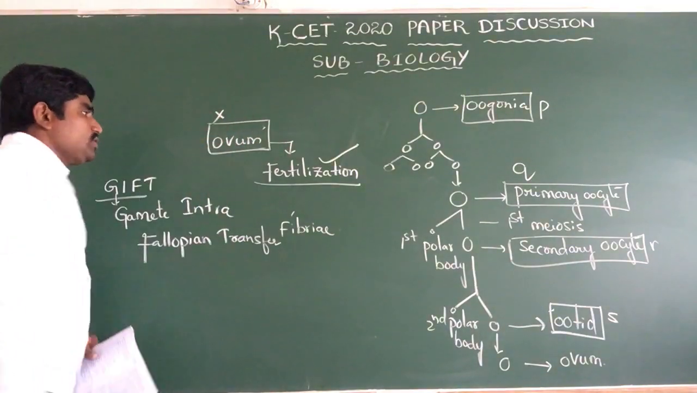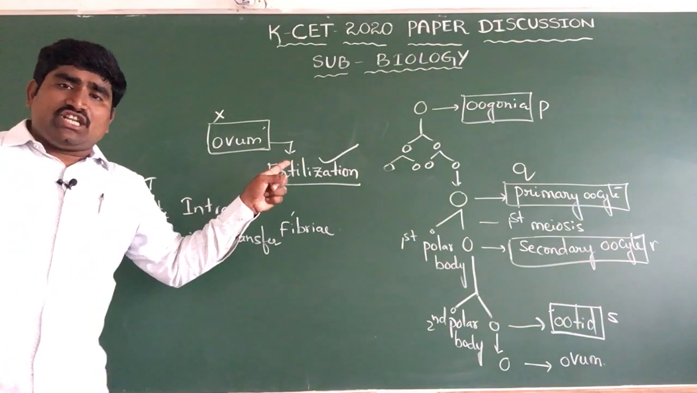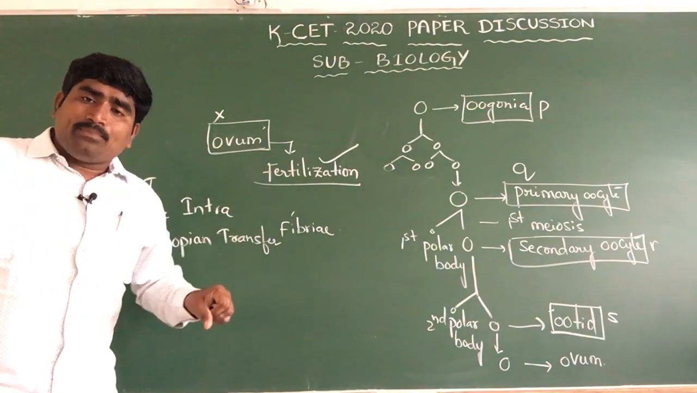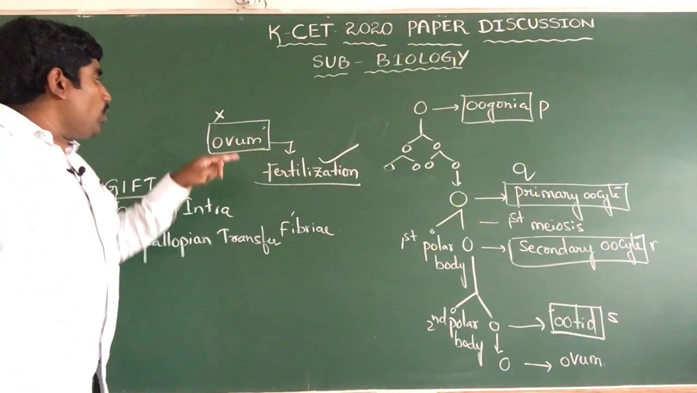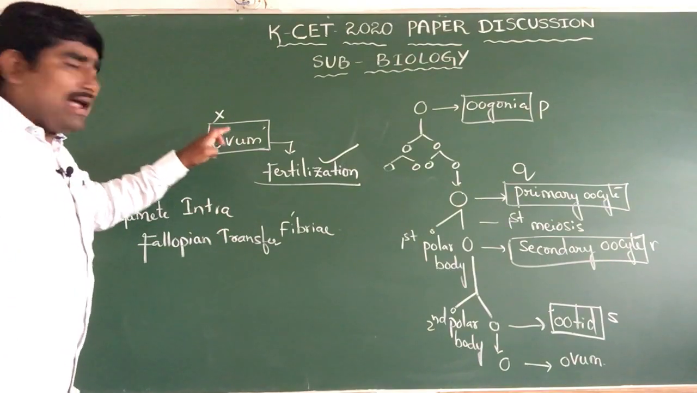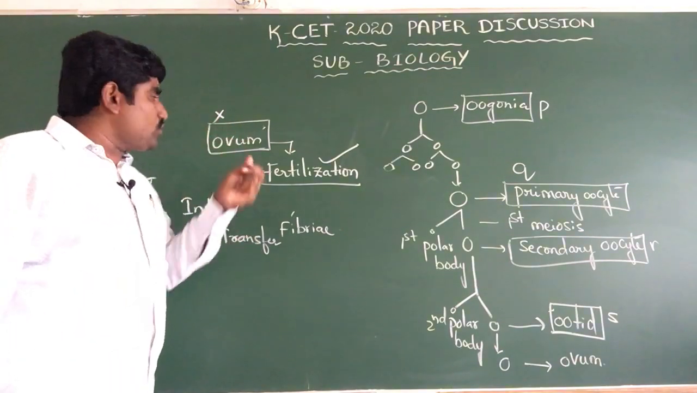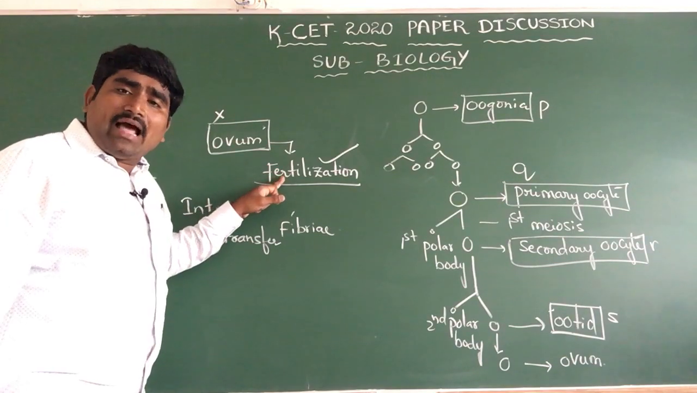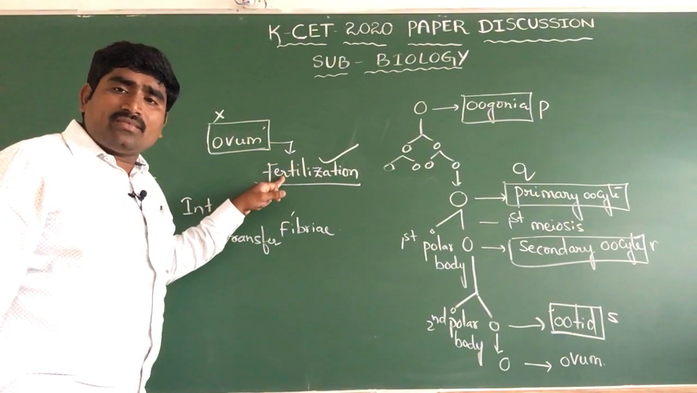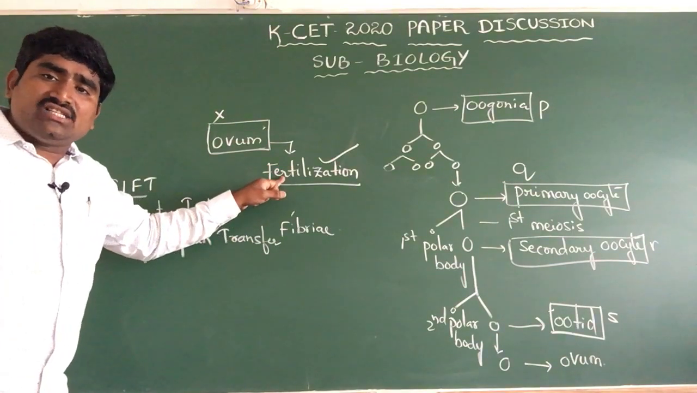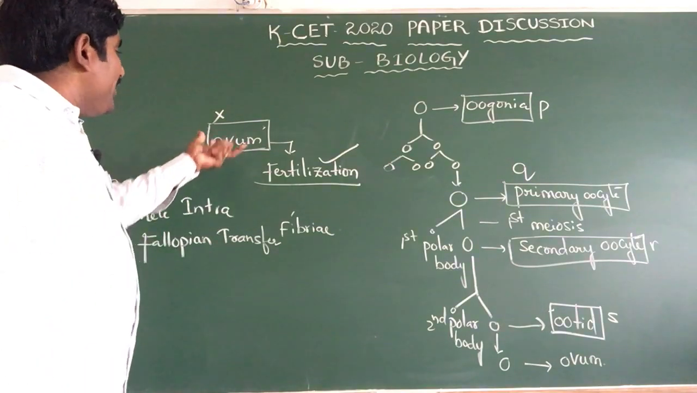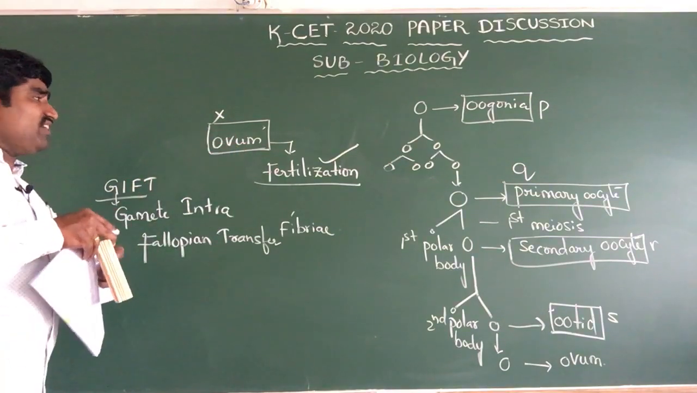Ovum she cannot produce. A female in this condition, GIFT is to be done. There are females who are able to produce ovum and those who cannot produce ovum but can provide all the conditions for fertilization. So for this type of female, GIFT is to be done. In the GIFT, what will happen?